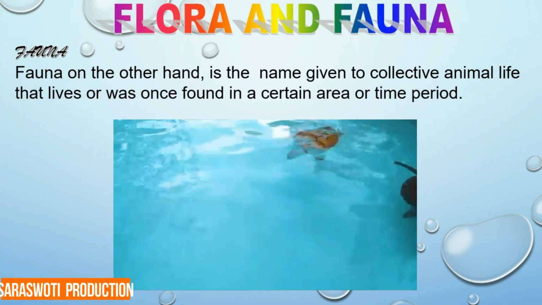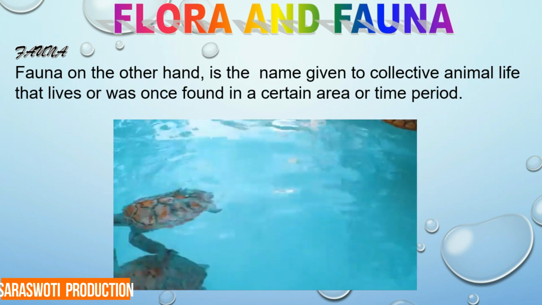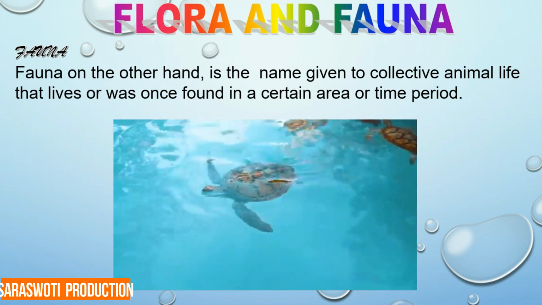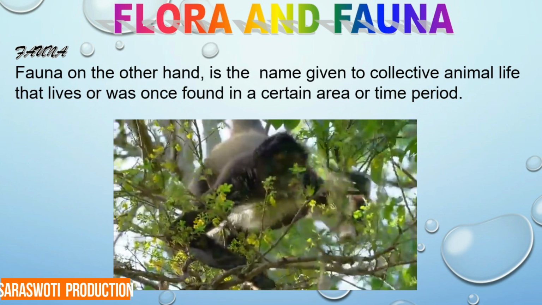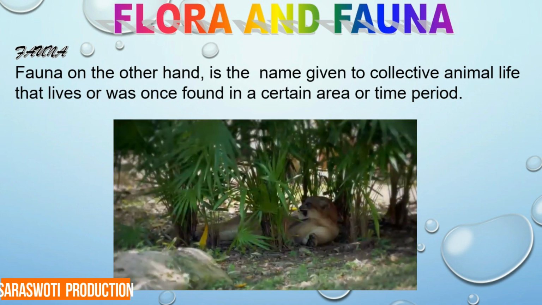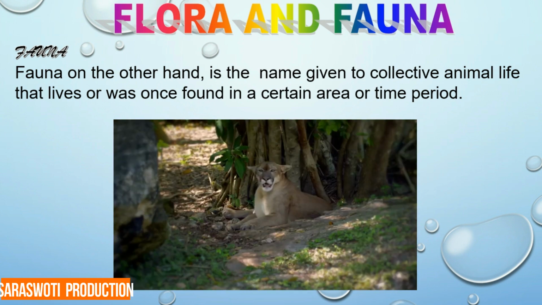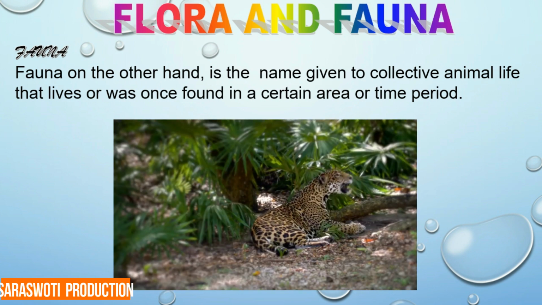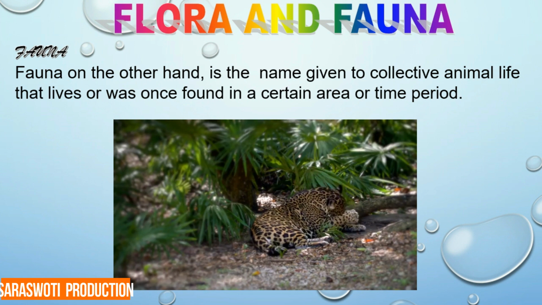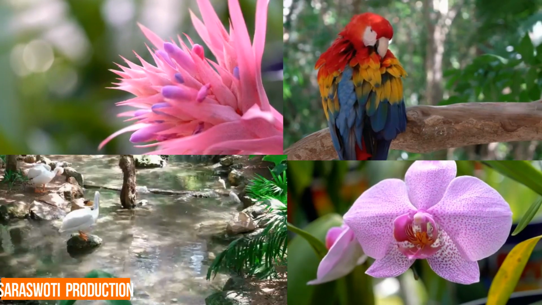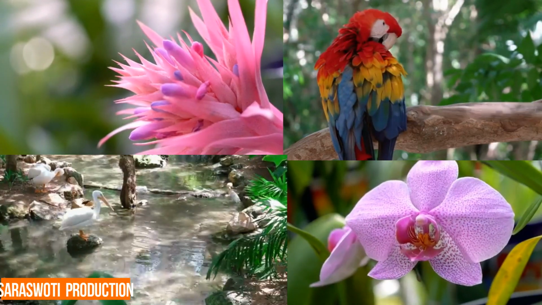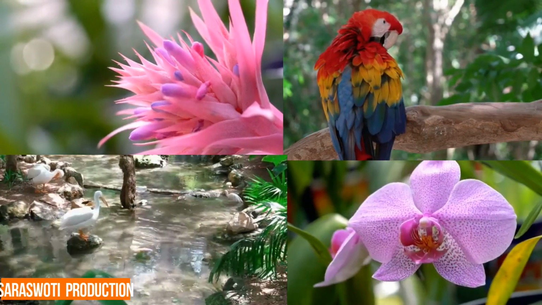Now, the fauna, on the other hand, is a name given to the collective animal life that lives or was once found in a certain area or time period. In Latin, the fauna is derived from three different sources. Fauna by itself was the name of a Roman goddess representing fertility and the earth, and Faunus was another Roman god, known as the forest spirit. In the whole scenario, it simply means flora is plants, the variety of plants on the planet Earth, and the fauna is the variety of animals.